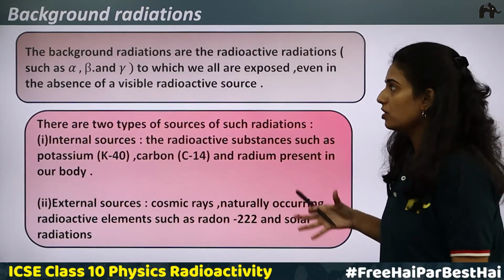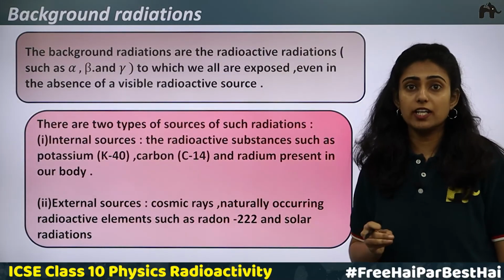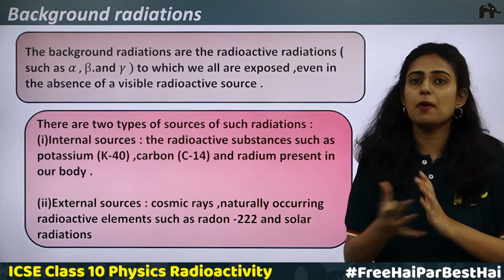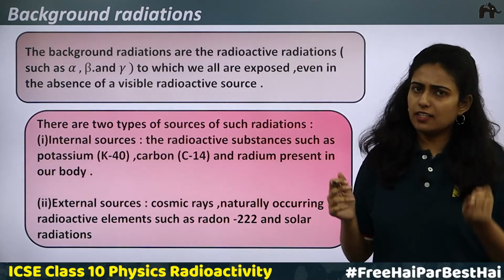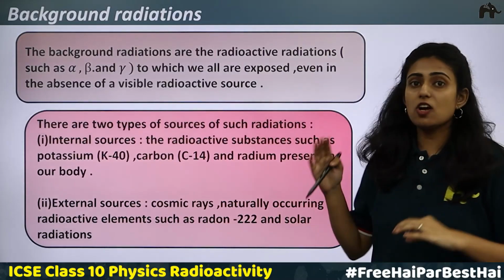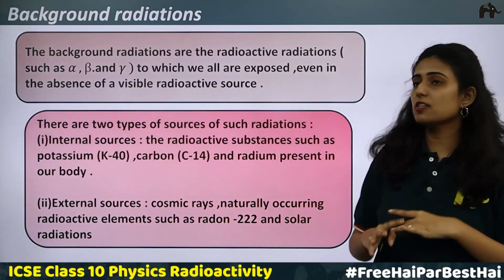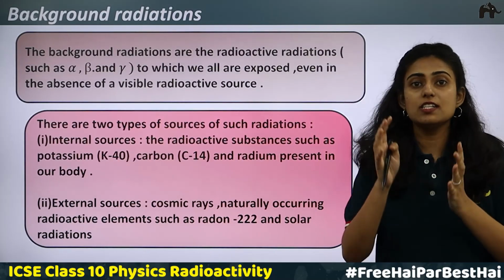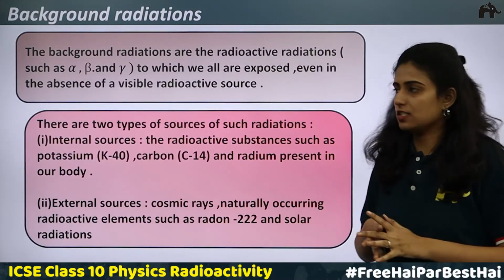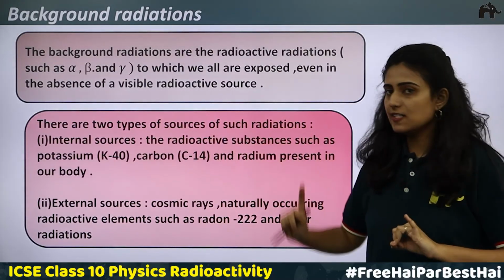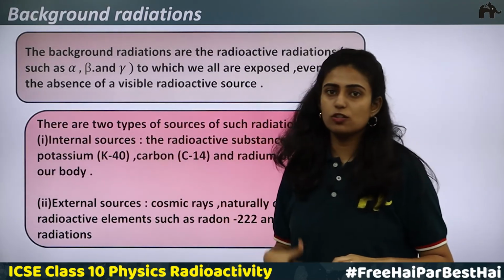Now, what are background radiations? We can prevent ourselves from radiations, but there is something called background radiation from which we cannot. We cannot keep ourselves away from it. Background radiations are radioactive radiations like alpha, beta and gamma radiation to which all are exposed. We all are exposed to these radiations even in the absence of a visible radioactive source. Even though there is no source, we are still exposed. There are two sources: one is the internal source and the second is the external source. First we will discuss the internal source.